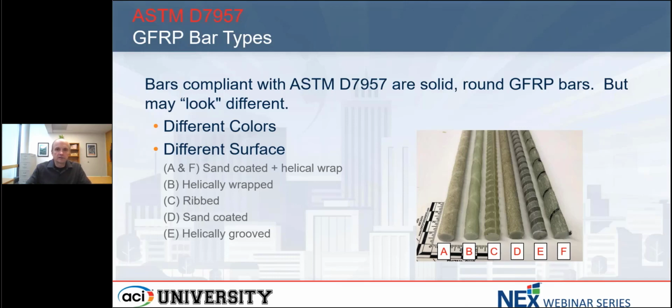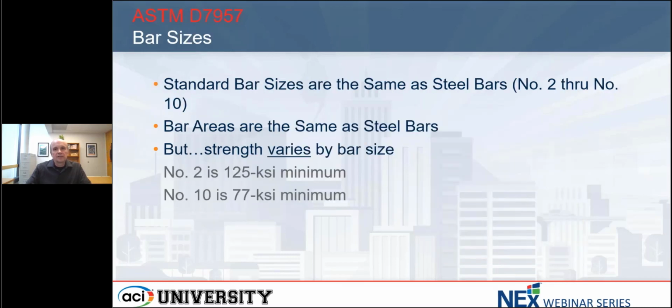for bond to concrete. The other thing that I'll mention is that we're trying to make the spec as easy as we can. So the bar sizes that are specified by ASTM are the same standard bar sizes as steel bars. So we have number 2 bars through number 10 bars. The area of the bar, the diameter of the bar is the same as the equivalent bar. So a number 5 steel bar is the same diameter and size as a number 5 GFRP bar. So all of those things are the same.